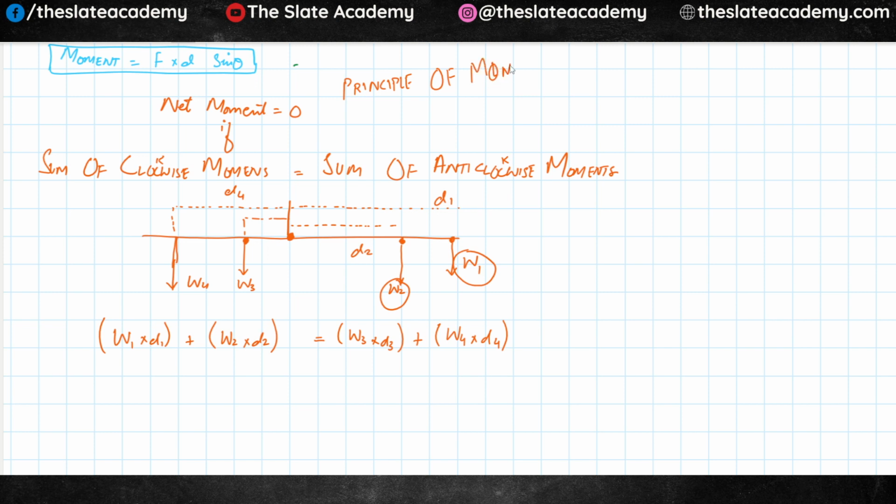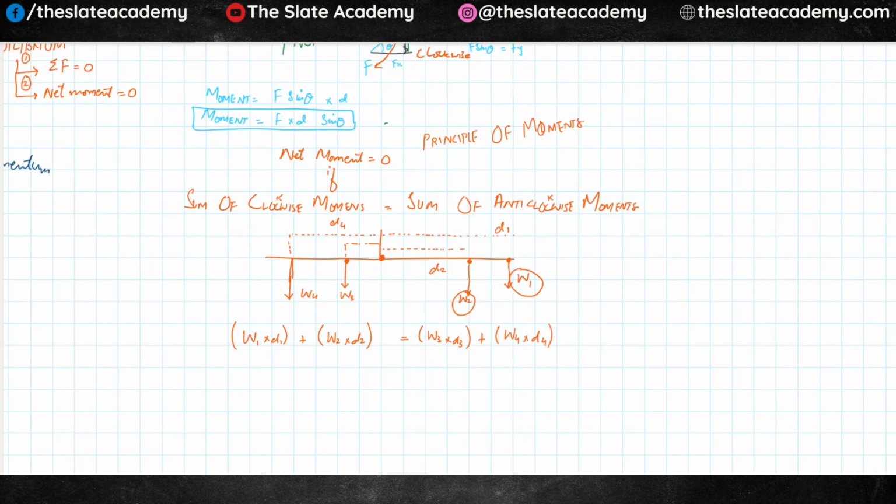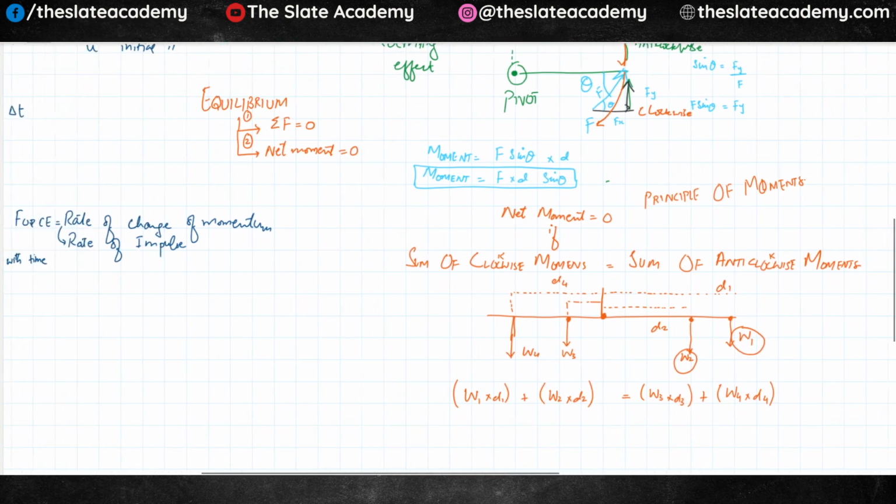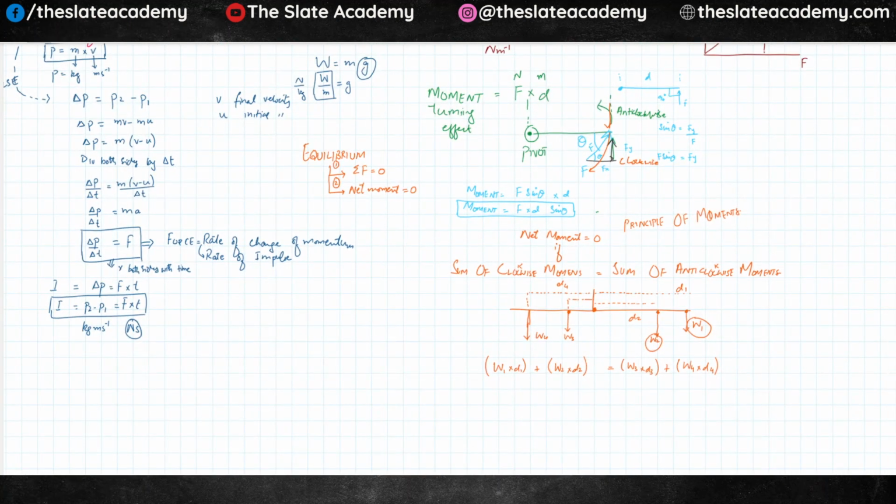So not net momentum, net moment. If a body has momentum, it could still be in equilibrium. Very good question. And you will tell me what's the other condition that should be fulfilled. If a body has momentum, how can it still be in equilibrium? Go ahead and tell me.